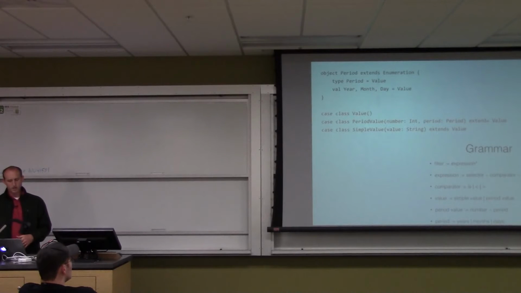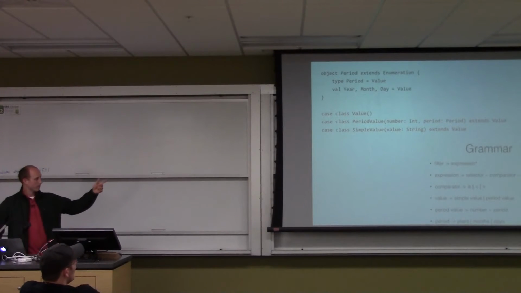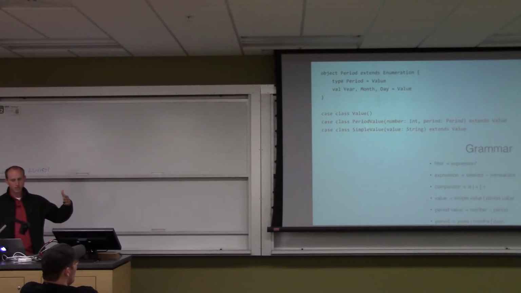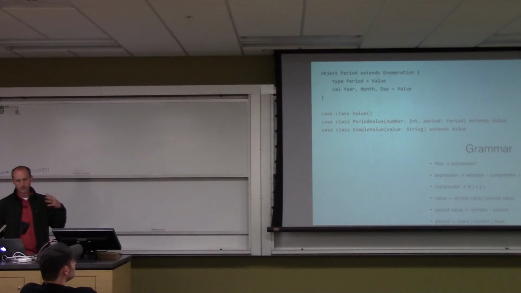If you look at how we define expression, it's a selector, a comparator, and a value. But a value can be one of two different implementations. So we're going to have a class value, and we're going to just extend it, and it can be a period or a simple value. That way we can use object-oriented programming there too. I forgot the word for that. Polymorphism. So we can treat period values and simple values the same in our grammar.